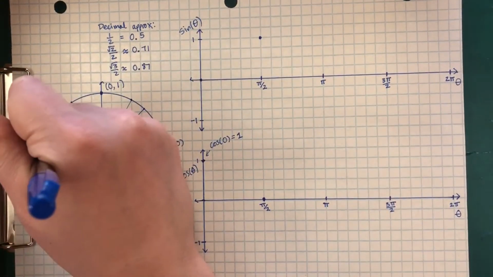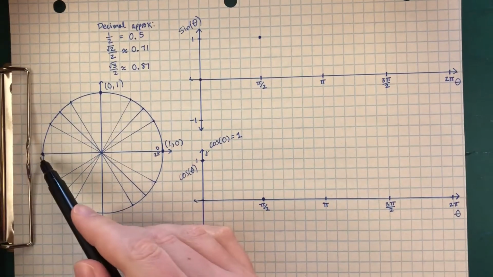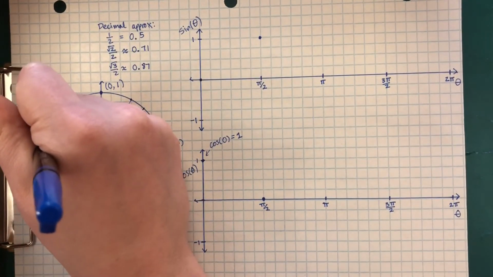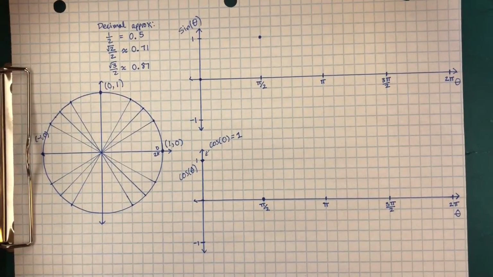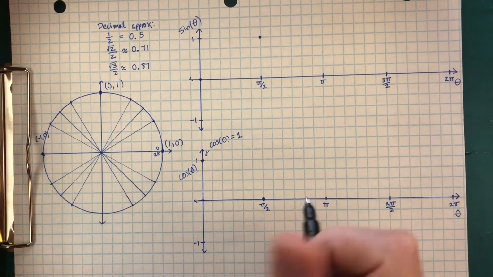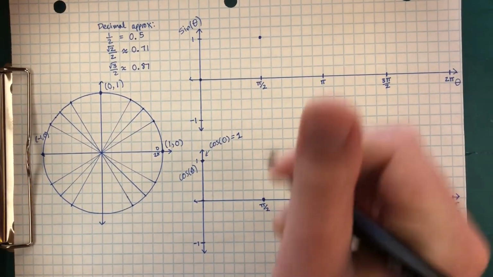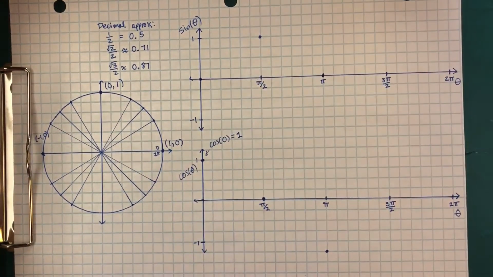Let's do this next easy point. The angle here is pi. The coordinates of this point are -1, 0. That means I put a -1 for the cosine because that's the x-coordinate, and a 0 for sine.